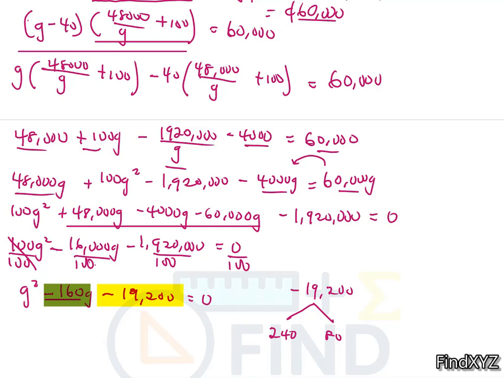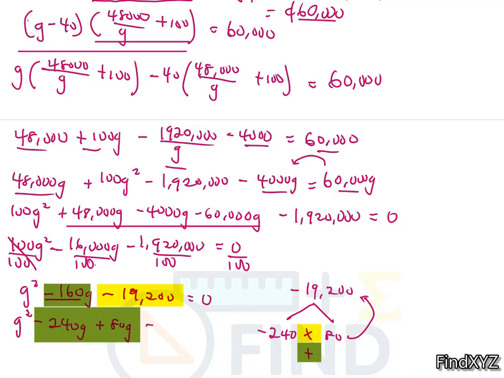Now watch this. When we multiply 240 times 80, that will give us 19,200. But which of these numbers should I negate in order for me to get negative 160? Then I have to negate the bigger number. That is why when you multiply this, you get this, and when you add the two, you get the middle term, which is negative 160. So let's substitute that. So now we are going to have g squared minus 240g plus 80g minus 19,200. Everything should give us 0.